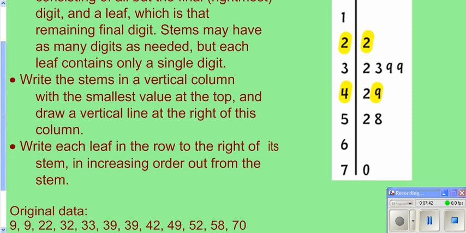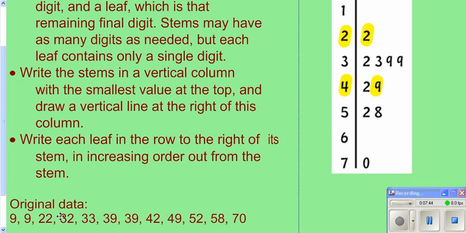So now if you look down here at our original piece of data, here's all of our data. So here you can see your 70 here at the very end. Your 0 tells you the ones digit, and you're in the 70s row. So this is a 70.